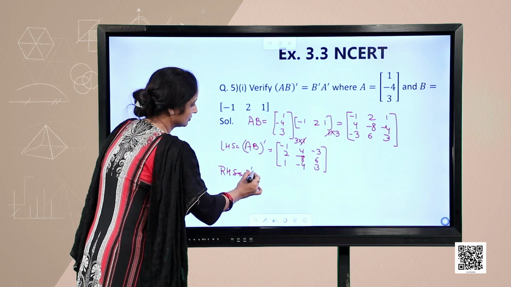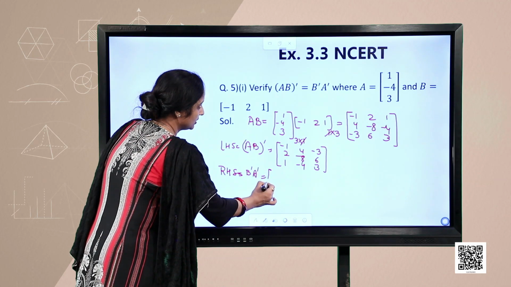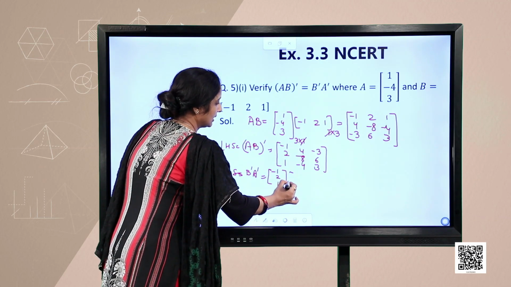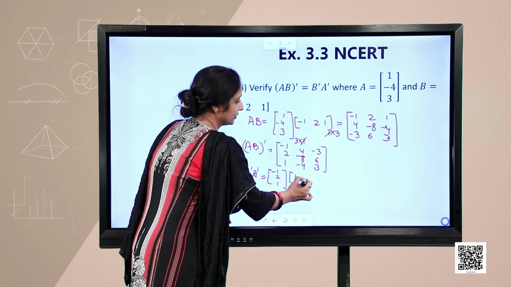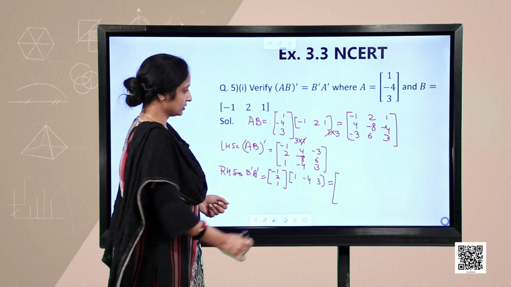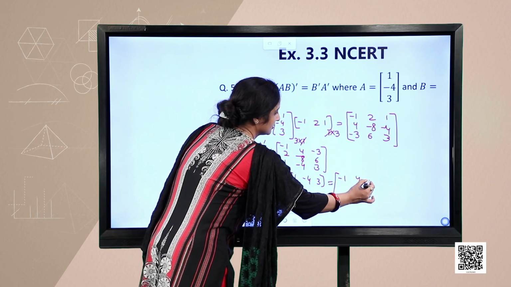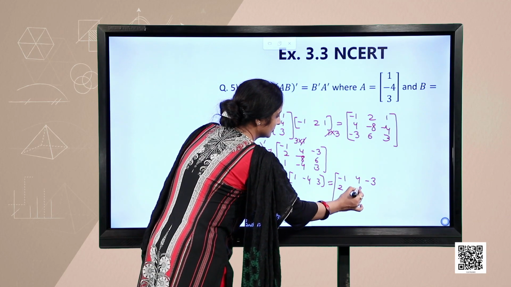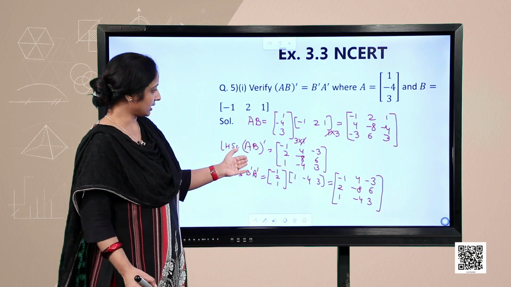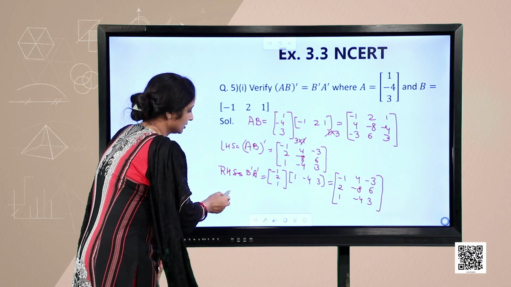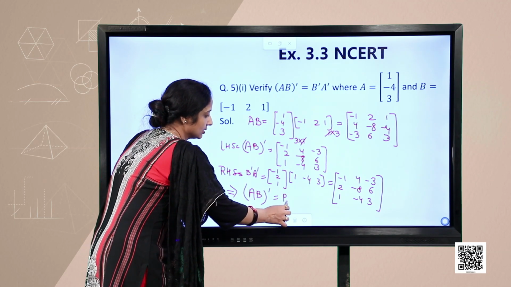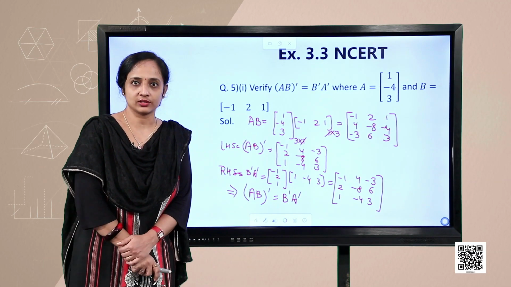B transpose, A transpose. So B transpose is column matrix minus 1, 2, 1. A transpose is a row matrix consisting of single row, 1, minus 4, 3. When you multiply them, minus 1 into minus 1, you are going to get this matrix. You can see that AB transpose is equal to B transpose A transpose. So you can conclude at the end that AB whole transpose is equal to B transpose A transpose, fine.